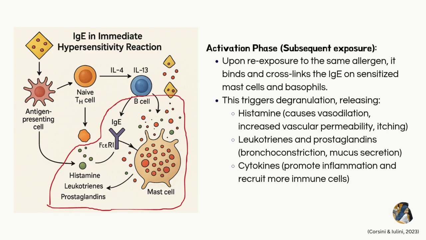Once activated, the mast cell degranulates and releases a burst of chemical mediators such as histamine that cause vasodilation, increased vascular permeability and itching, leukotrienes and prostaglandins that cause bronchoconstriction and mucus secretion, and also cytokines that promote inflammation and recruit more immune cells.